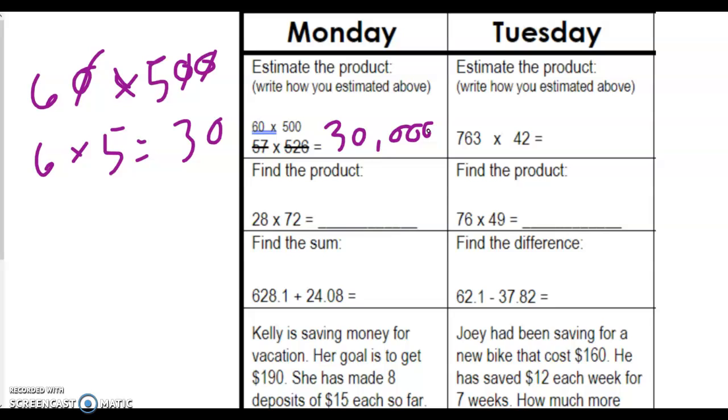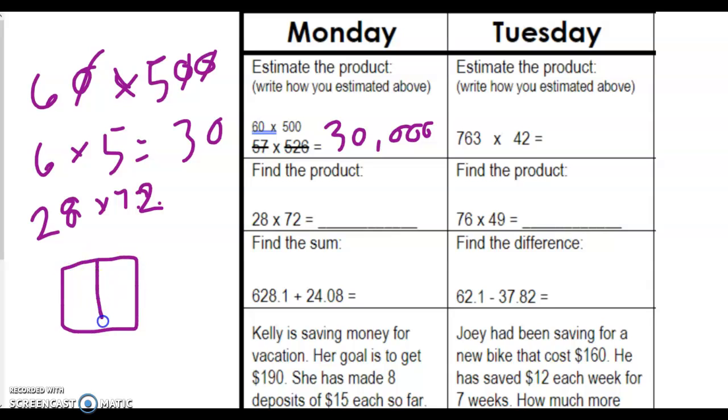All right, your second one right here says to find the product. So I'm not estimating, I'm doing actual math. So I have 28 times 72. What's an easy way to do this? Yeah, lattice box, right? Okay, so I have 72 times 28. Remember, in math, it doesn't matter which order that you put the numbers as long as you're still multiplying them.